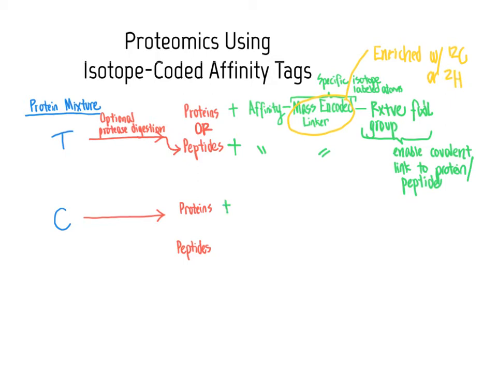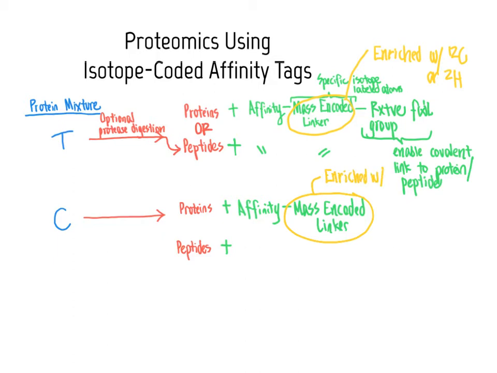On the other hand, the control samples would be reacted with the same affinity tag. In this case, though, the mass-encoded linker, rather than having a carbon-12 label, which we said was happening up top here, or a hydrogen-2 label, instead would have a different isotope or isotopes present. So this could be enriched, for example, with carbon-13 instead of carbon-12, or enriched with hydrogen-1 instead of hydrogen-2.